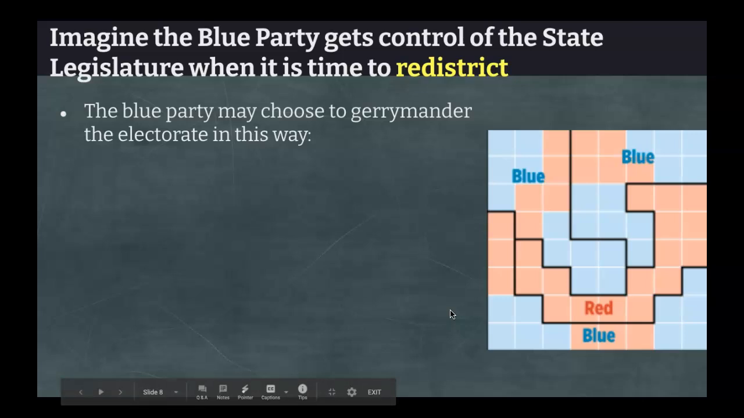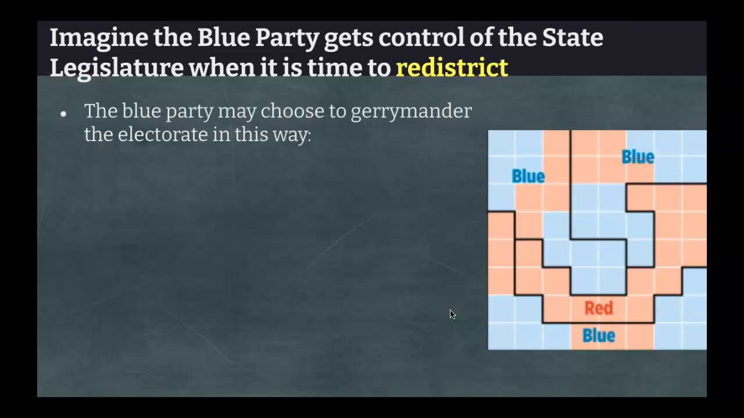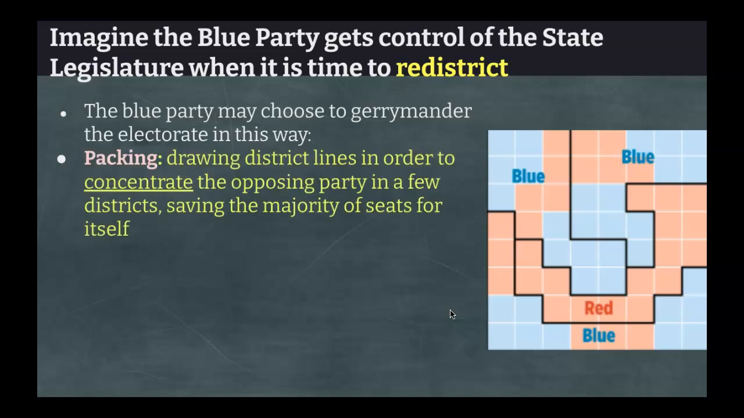So imagine that the blue party gets control of the state legislature when it's time to redistrict. The blue party may choose to gerrymander the electorate in this way, as you can see on the map. Packing: drawing district lines in order to concentrate the opposing party in a few districts, saving the majority of seats for itself. So let's take a look at this map.